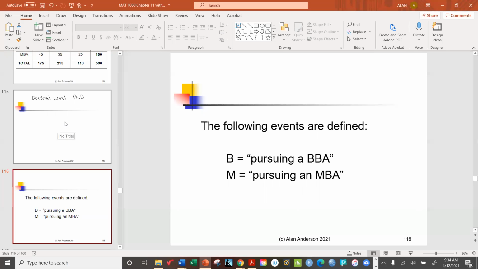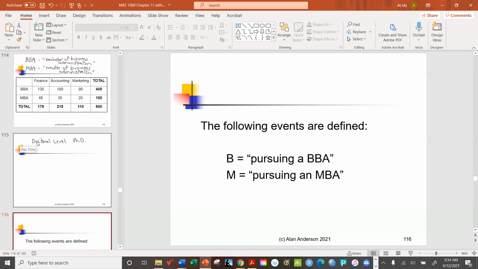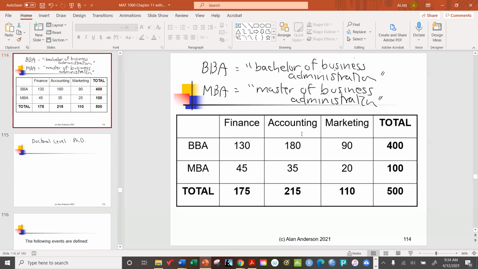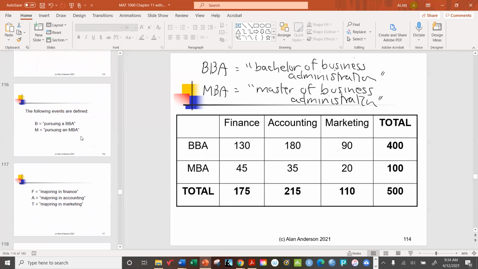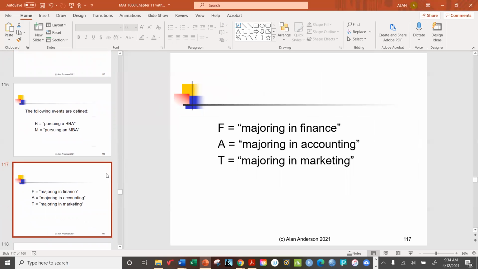There's just one problem, one awkward, unfortunate coincidence. If you look at this table, what do you notice about the majors? Well, oh no, marketing starts with an M. So we have to do something different for marketing. So here's what we'll do. Just as a compromise, F will represent getting your degree in finance. A will represent getting your degree in accounting. So we'll let T represent marketing. Okay, so I hope that won't be confusing because M is already taken for MBA.